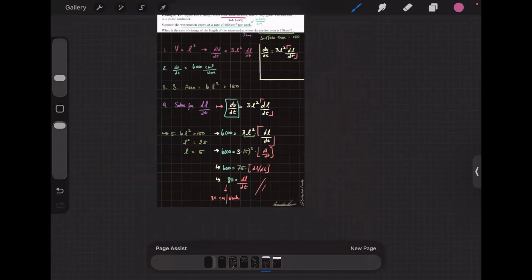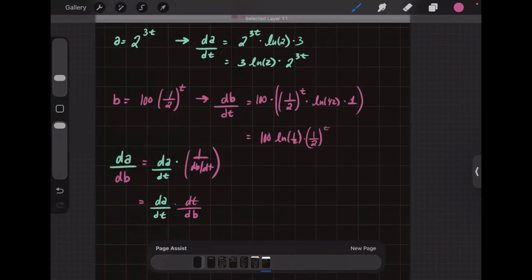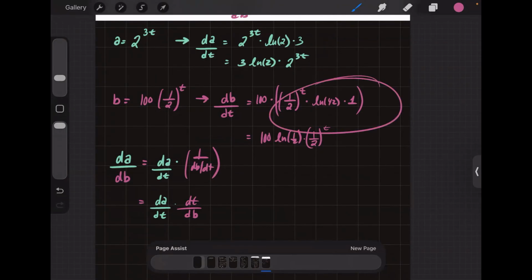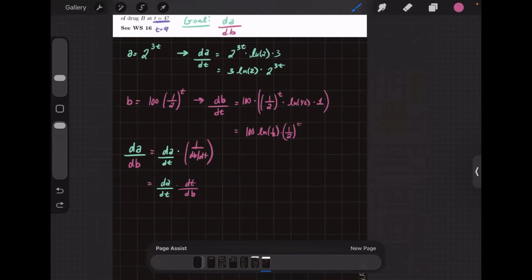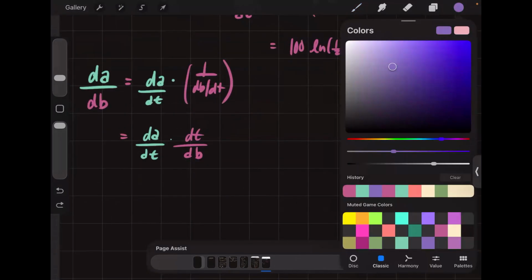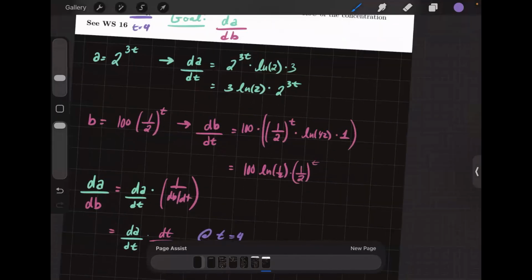I suppose if you had been so inclined, you could have derived this whole guy in terms of B, and that gets you the dt/dB here, but then you'd have to scoot everything over. That kind of sucks. Okay, so great. And we want this at t equals 4. Okay, the dA/dt at t equals 4.